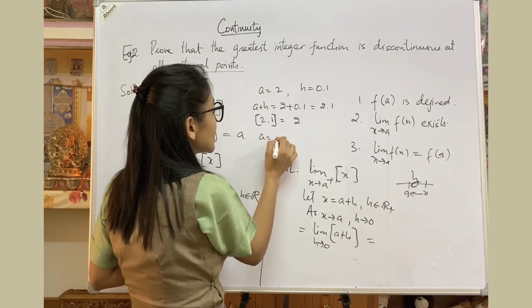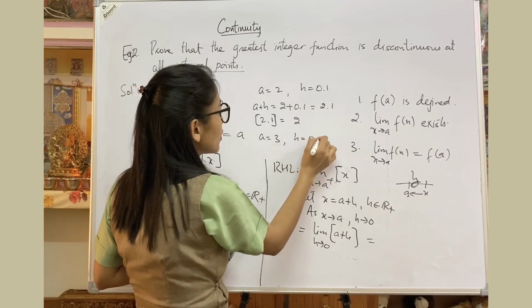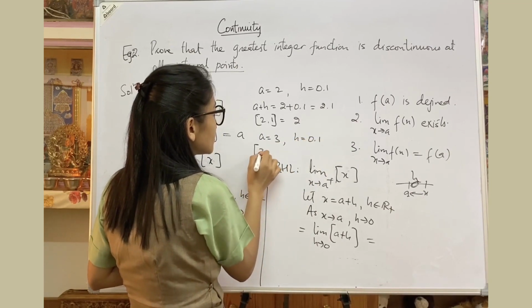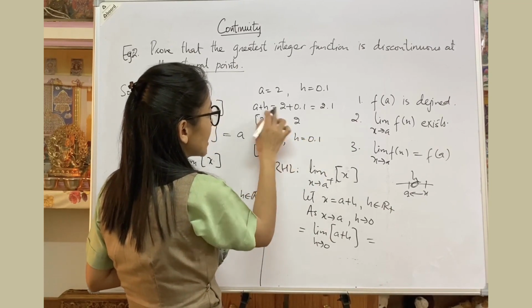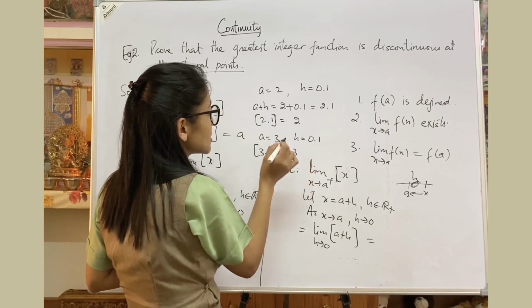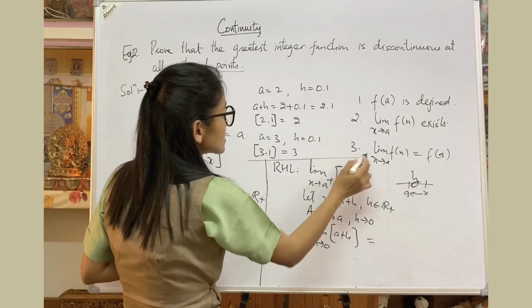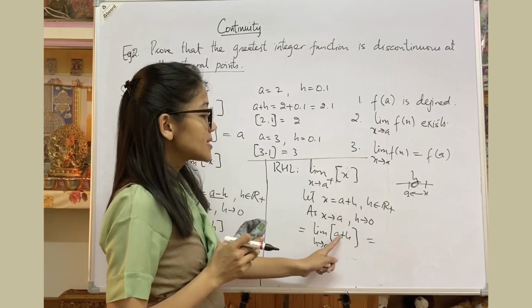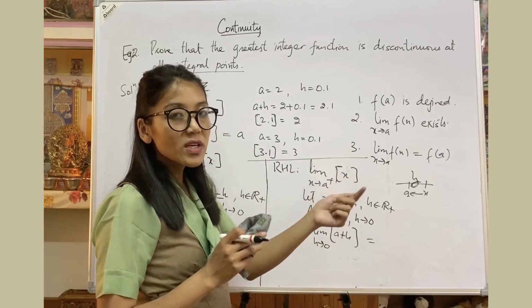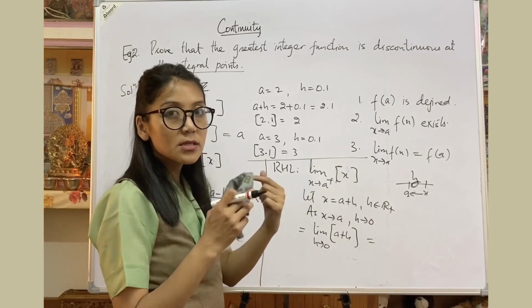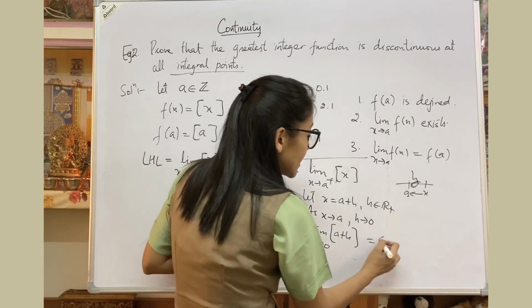Similarly, when you take a equal to 3, h equal to 0.1, it will be 3.1. That is a plus h. So 3 point something, you get image 3, right? Likewise, when you take a plus h, that will be a point something, so its image will be a, the nearest greatest integer. So that is a.